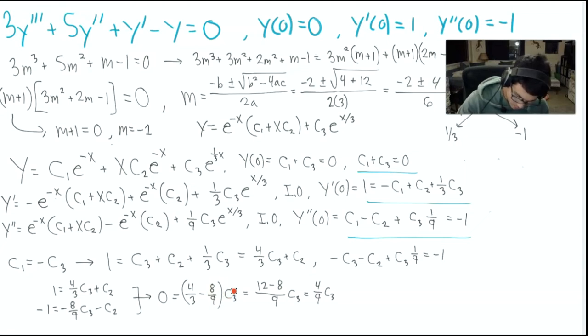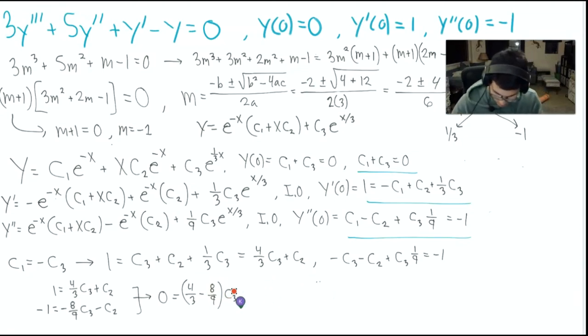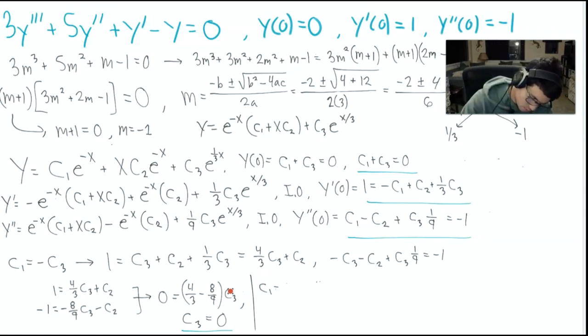Okay, so let's erase all that. C3 is equal to 0. If you saw that before me, good on you. Okay, that's our important piece of information. If C3 is equal to 0, then C1 is equal to 0 as well. Now all we have to do is find C2.